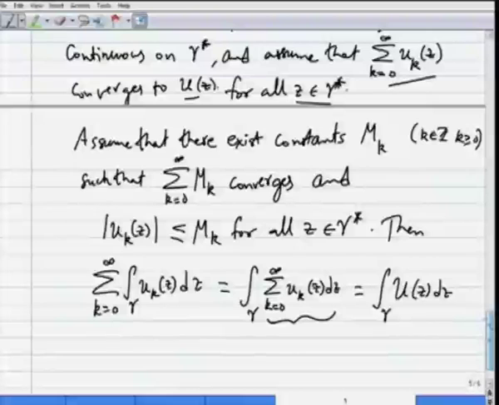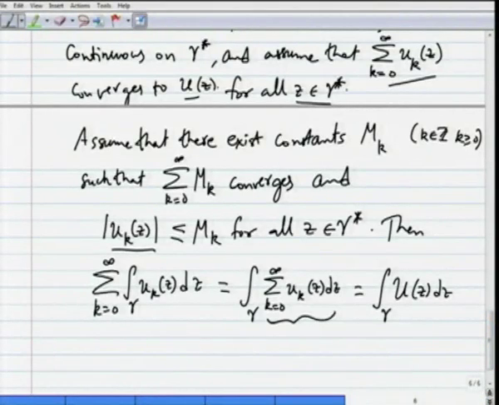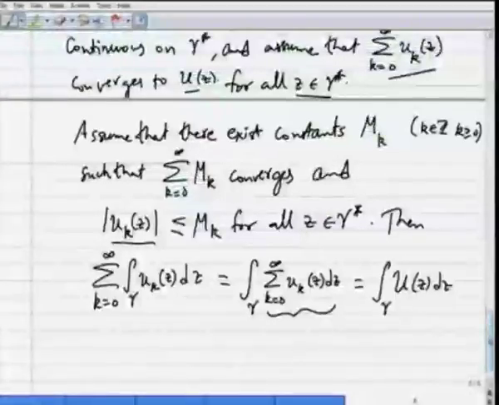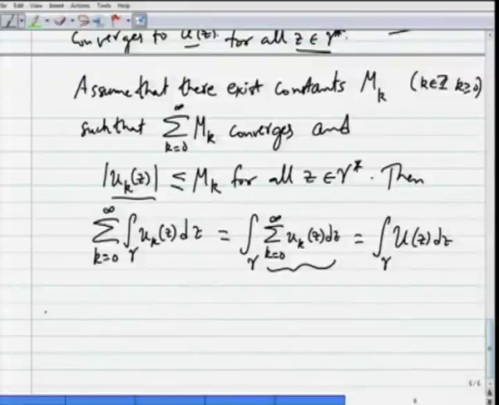And if these u k of z in modulus are less than or equal to some fixed constants m k, and sigma m k converges, then you can exchange the integration and summation for this u k of z over the contour gamma. That is the content of this lemma. So, here is the proof.